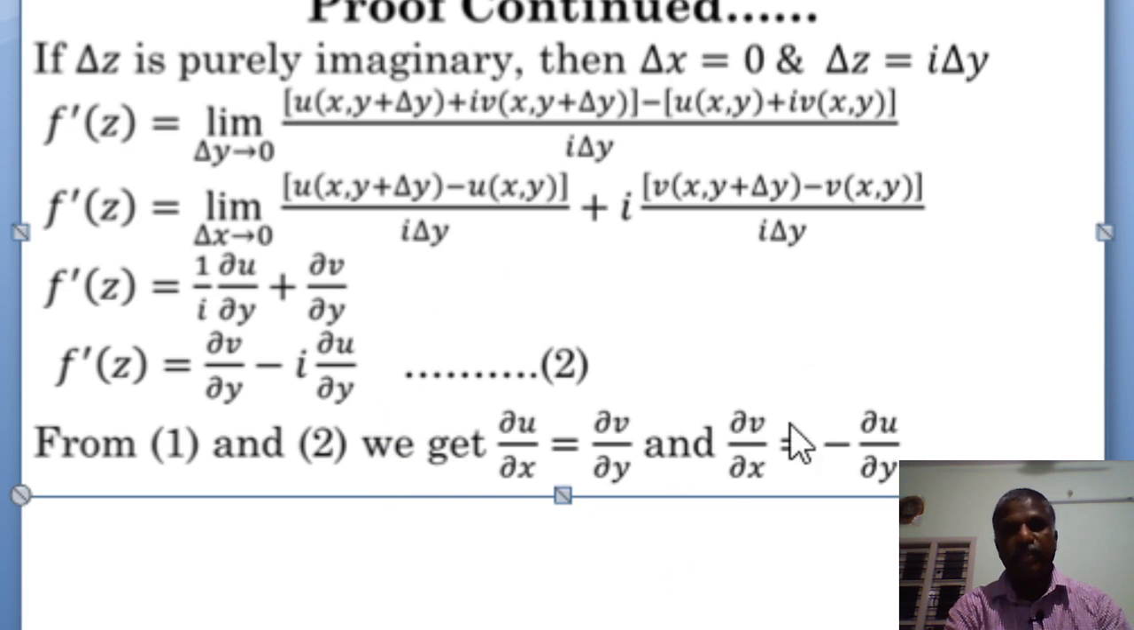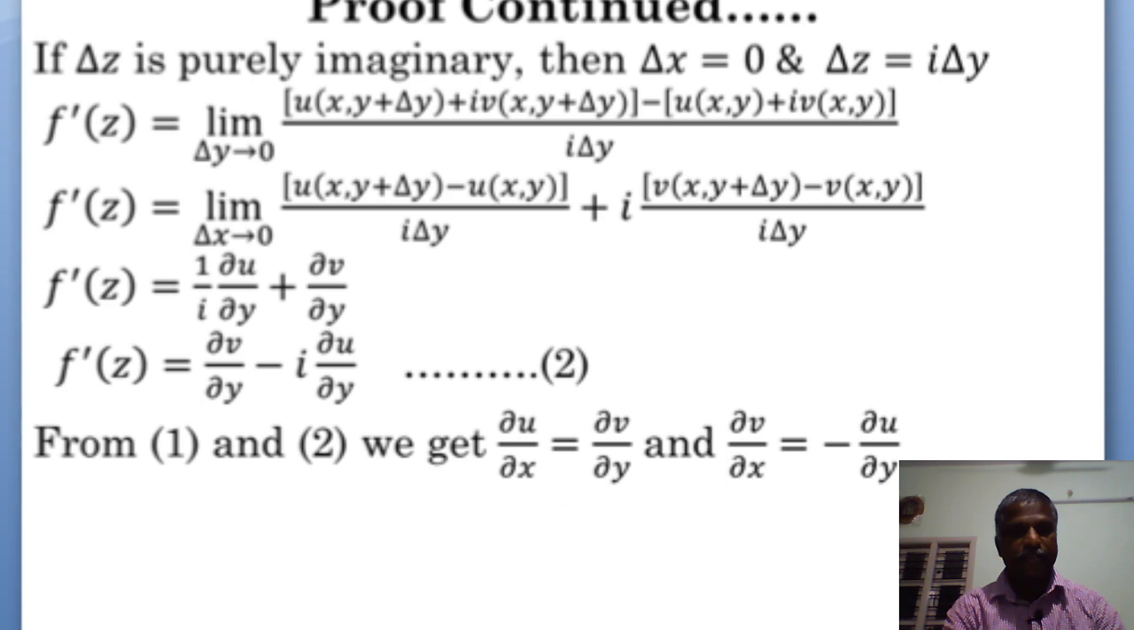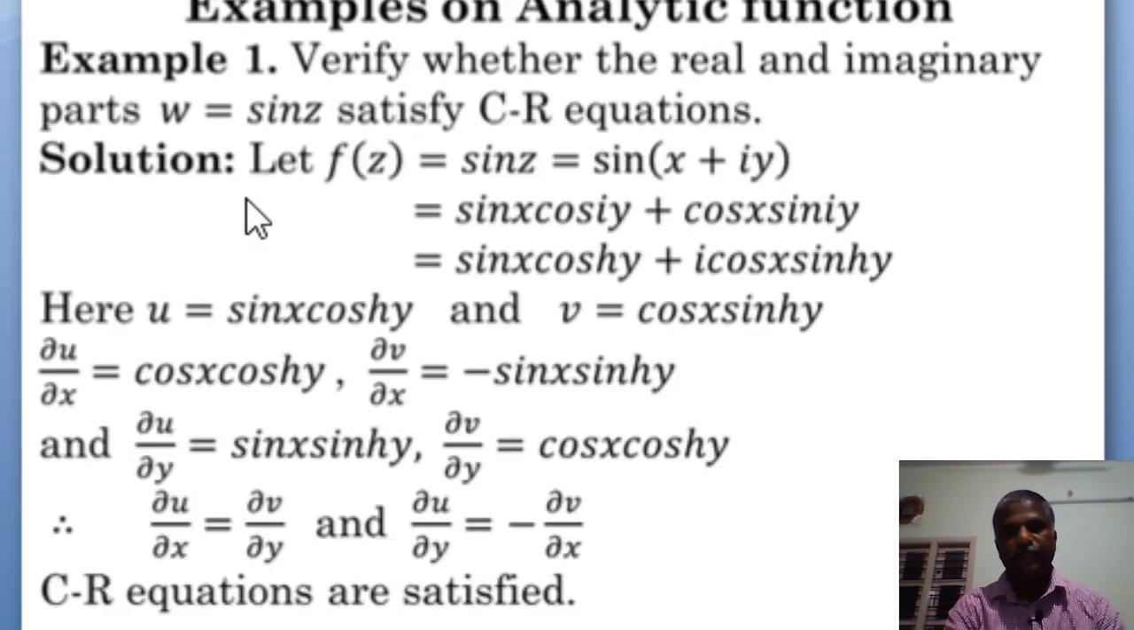So these are the Cauchy-Riemann equations, and this is the necessary condition for an analytic function. From here onwards, to prove that any complex function is analytic, we have to verify the CR equations, the Cauchy-Riemann equations. Okay, let us see some examples on CR equations.